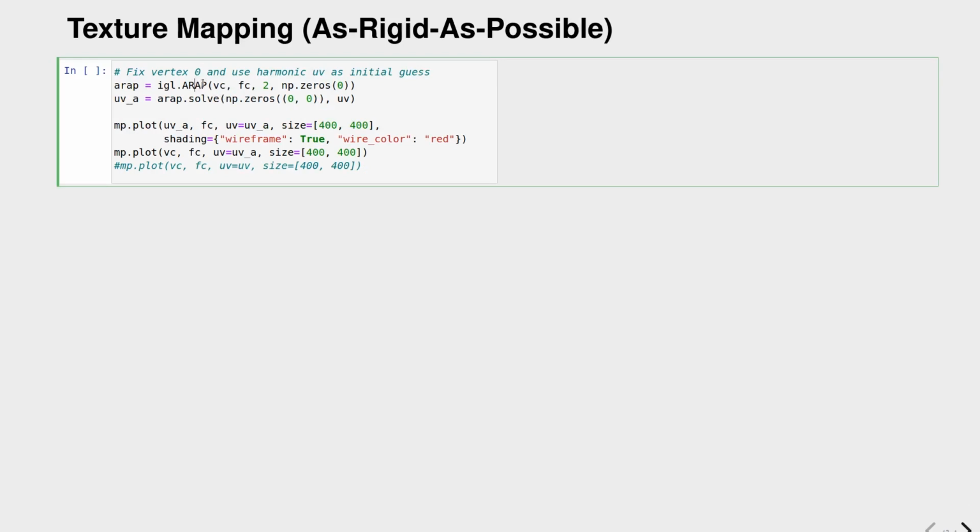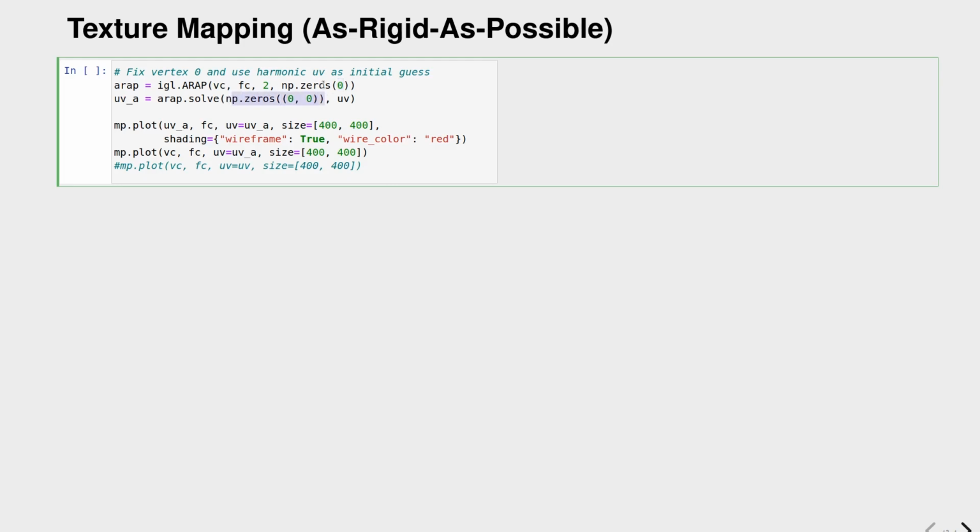So for ARAP, we just call this constructor here. We hand in the vertex coordinates, the faces, the dimension for which we want to run the ARAP energy minimization, as well as the boundary or an index of the boundary vertices, which are set to fixed positions. Once we generated this ARAP object, we can call the solve function on top of this ARAP object with arbitrary positions for our fixed vertices, and in this case we just set vertex 0 as a fixed vertex, and we set this to the coordinates 0, 0.